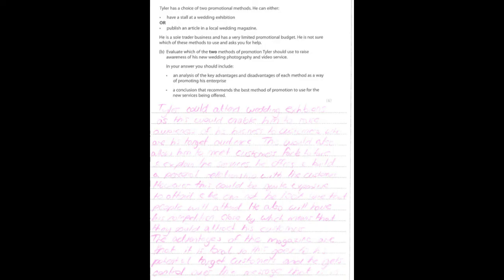But look at what you're being given first. It tells you that Tyler has a choice of 2 promotional methods. He can either have a stall at a wedding exhibition, or he can publish an article in a local wedding magazine. Again, it reiterates he's a sole trader and he's got a limited promotional budget and he's not sure which method.